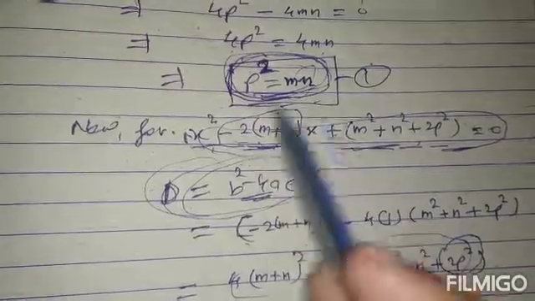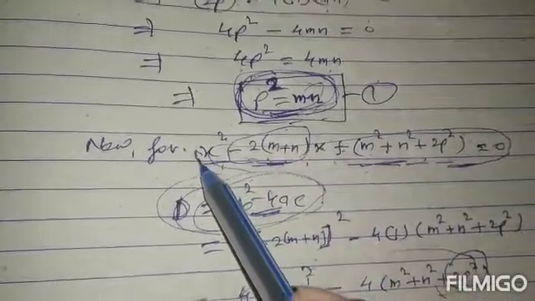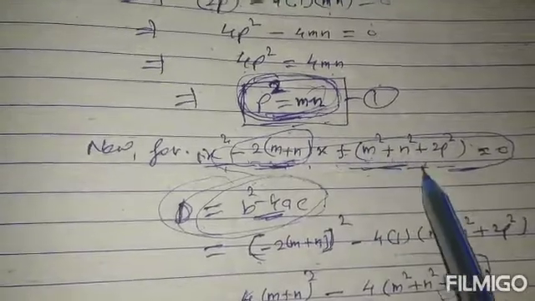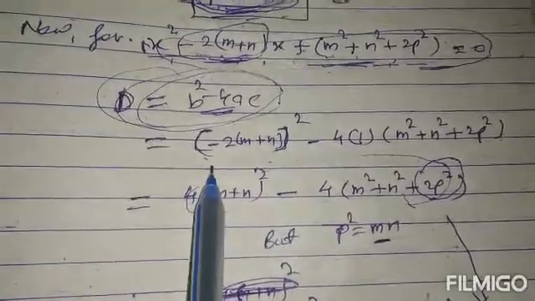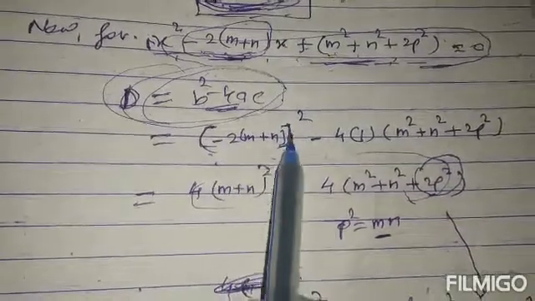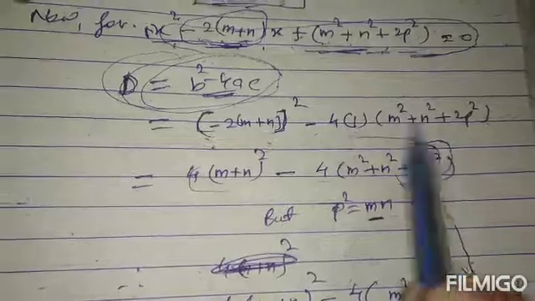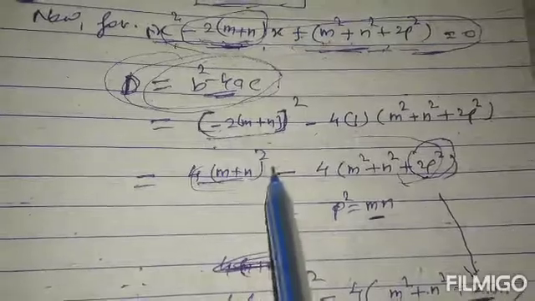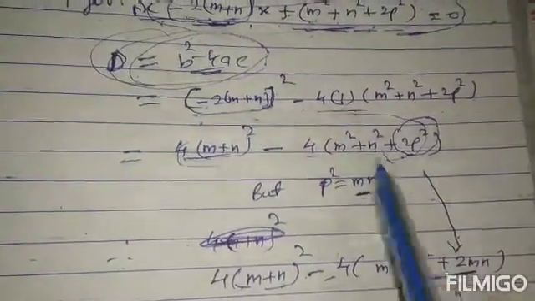If we compare this quadratic equation with the standard form, again the value of a is 1, the value of b is minus 2 into m plus 1, and the value of c is m square plus n square plus 2p square. After substituting the values, we will get minus 2 into m plus 1 whole square minus 4 into 1 into m square plus n square plus 2p square. If you simplify this, minus 2 whole square is 4, so 4 into m plus 1 whole square, and this is minus 4 into m square plus n square plus 2p square.